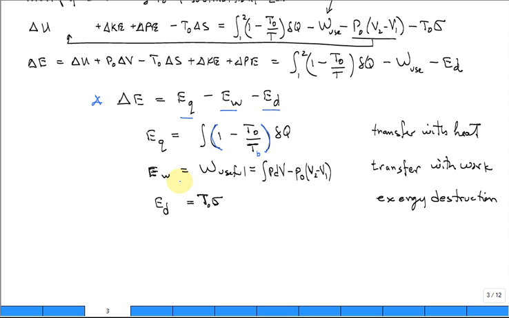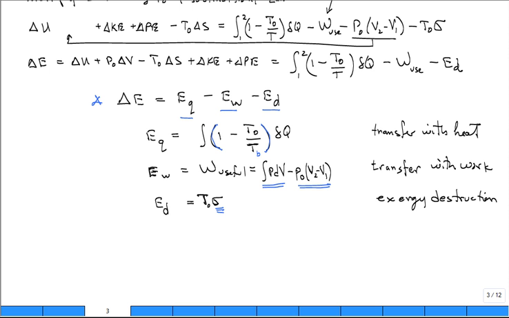Likewise, the transfer with work has a typical boundary work, and then this non-useful component of the boundary work. Why is that there? Because pushing back the atmosphere doesn't help you raise a weight in a gravitational field. Then we have the exergy destruction, and we saw that the exergy destruction is proportional to sigma. I forgot what sigma is. Entropy production or entropy generation, right?